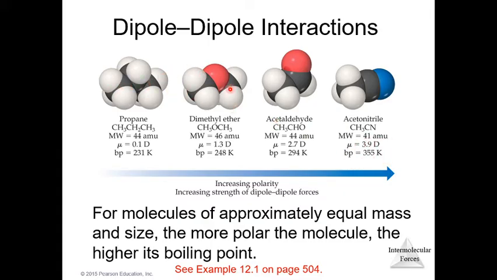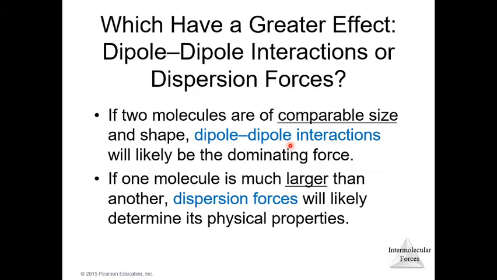Even though the sizes and the masses are the same, this is more polar. My dipole moment is 3.9 debyes. It has a big impact on boiling point. This is dispersion forces only. And these three on the right here have dipole-dipole interactions, which makes my boiling point go up. We'll go over this in example 12.1 in the book, and that'll be fun. And then we'll move on.